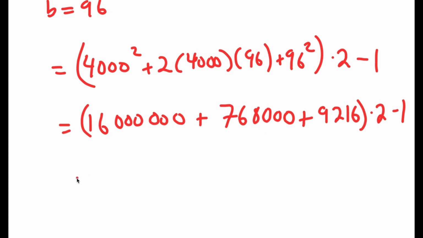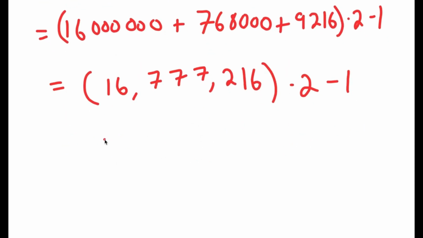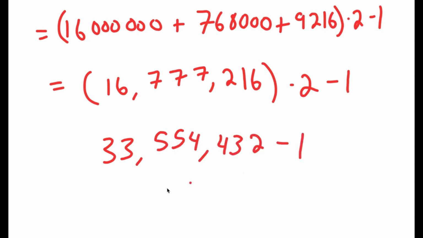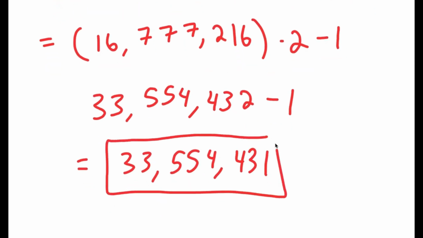So now, I'm going to add all these up. If I add all of these up in the parentheses, I get 16,777,216. So now I have this times 2 minus 1. So if I multiply this by 2, I get 33,554,432, and I have this minus 1, which is equal to 33,554,431. So this is my answer to this problem.